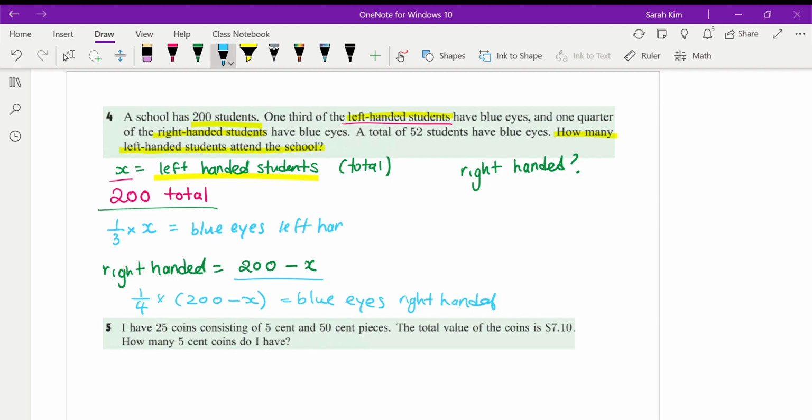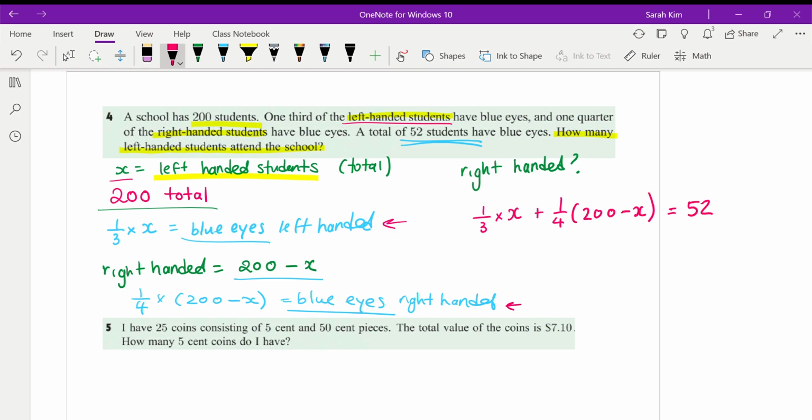What do you reckon will happen if I add all the blues together? Blue eyes over here, blue eyes over here. How many should it equal? Well, 52 students have blue eyes in total. So all I have to do is create an equation and add them together. So 1/3 of X, this is the blue eyes left-handed, and blue eyes right-handed. Add them together: 1/4 of 200 take X. They add up to 52. So this is left-handed, this is right-handed. Add them together, you get 52 blue eyes.